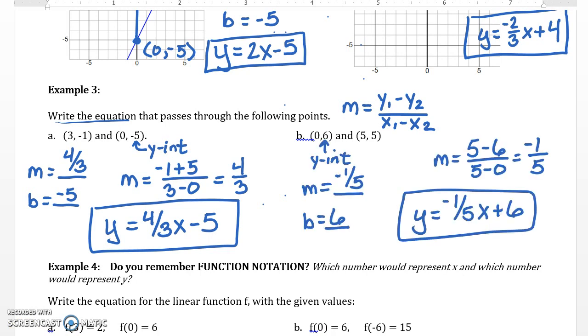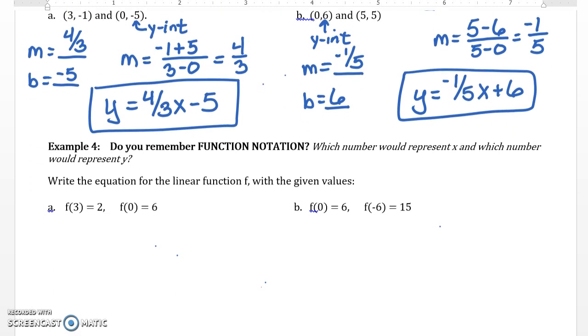All right, thanks for trying that problem. Go ahead, check your equation. Do you have y equals negative 1/5 x plus 6? If so, we're ready to move on. If not, again, press pause, take a look at your work, check your slope calculations, see if you had any errors anywhere, and try to find them. And then once you're ready, go ahead and move on to example 4.